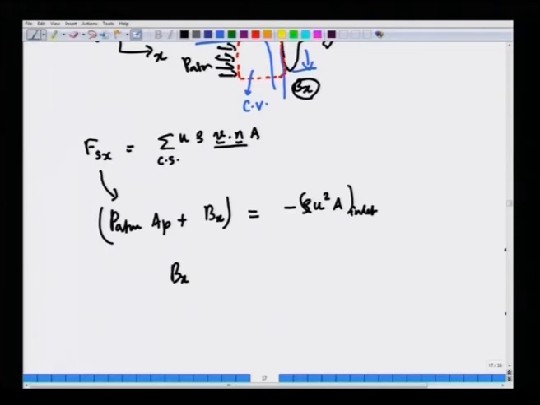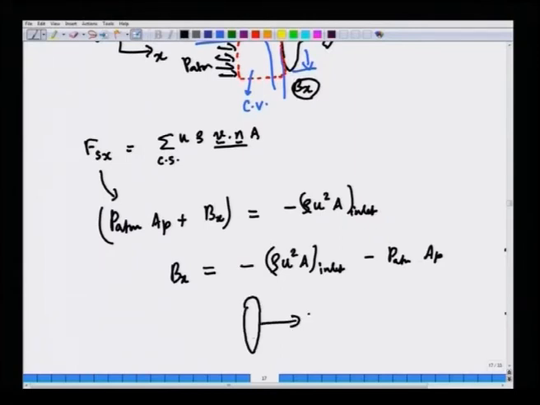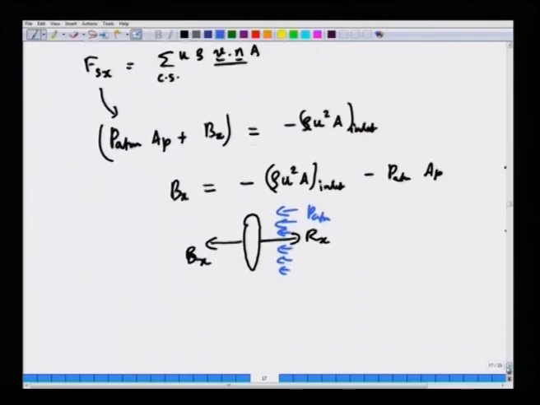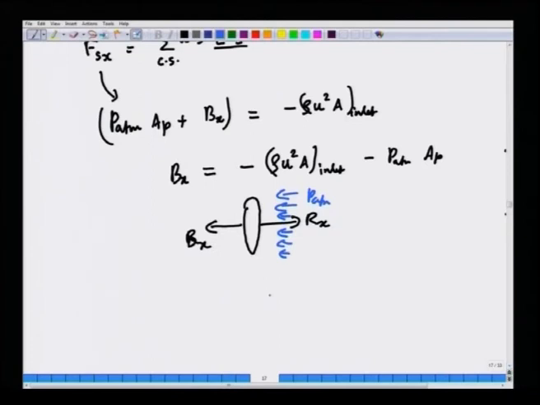Okay. So, let us first eliminate B x from here, it is rho u squared A inlet minus P atmosphere times A p. Now, we do a free body diagram on the plate. The force exerted by your hand on the plate is R x, the force exerted by the plate on the fluid is B x, but there is also a uniform atmospheric pressure acting on the plate from the right side. So, we will have to include that in the free body diagram on the plate. These are the only 3 forces acting on the plate.